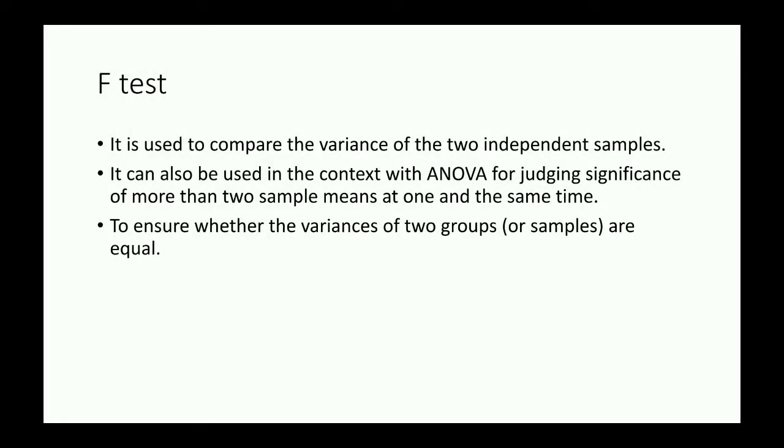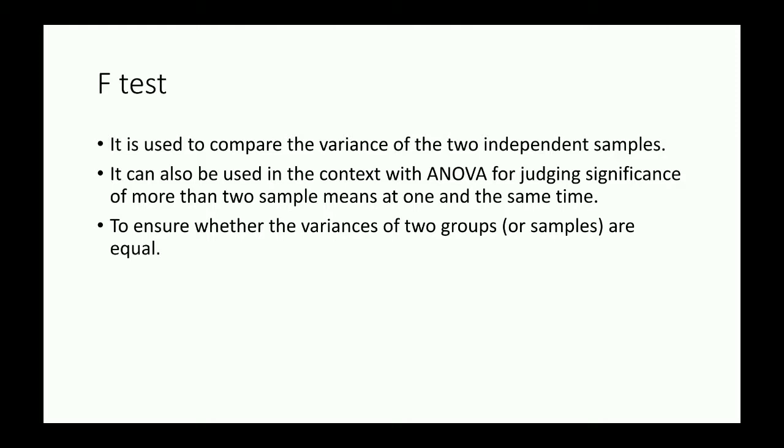The next one is f-test. F-test is used to compare the variance of two independent samples. In t-test and z-test, we were comparing the means of two samples, but in f-test we are comparing the variances of two samples. It can also be used in the context of ANOVA for judging the significance of more than two sample means at one and the same time.